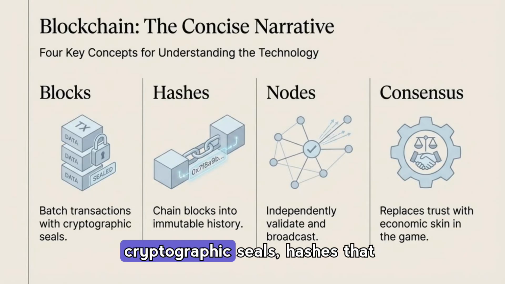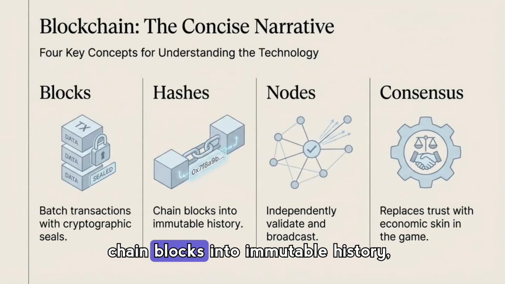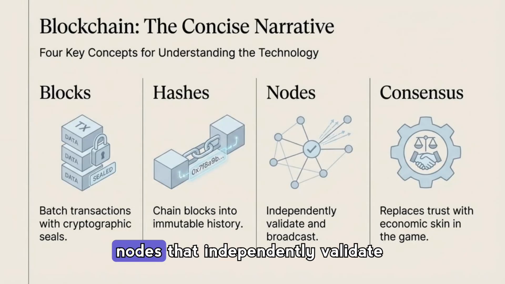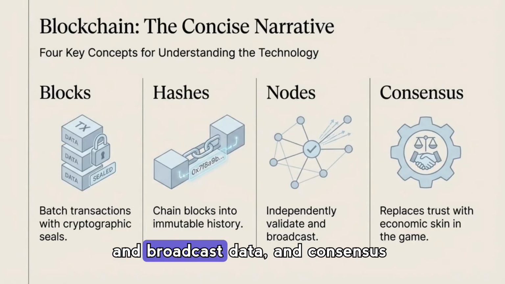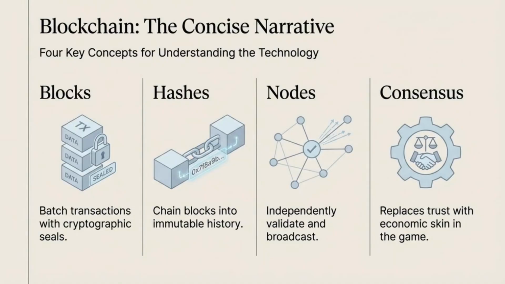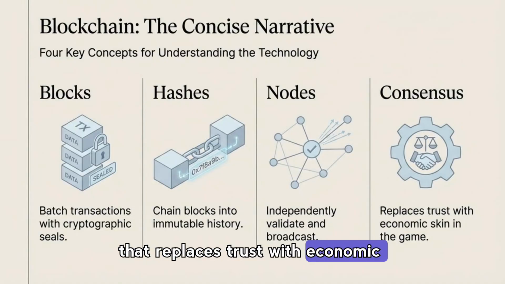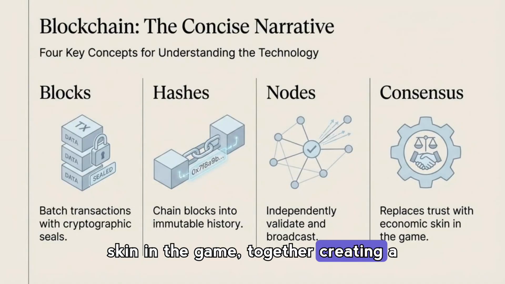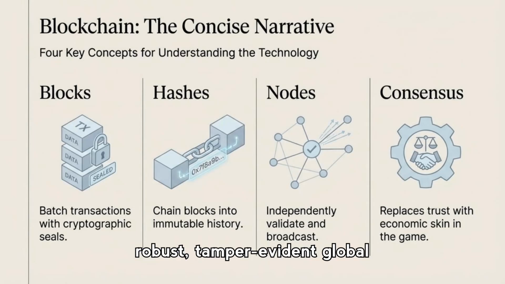To conclude, the concise blockchain narrative rests on 4 pillars: blocks that batch transactions and carry cryptographic seals, hashes that chain blocks into immutable history, nodes that independently validate and broadcast data, and consensus that replaces trust with economic skin in the game, together creating a robust, tamper-evident global ledger.